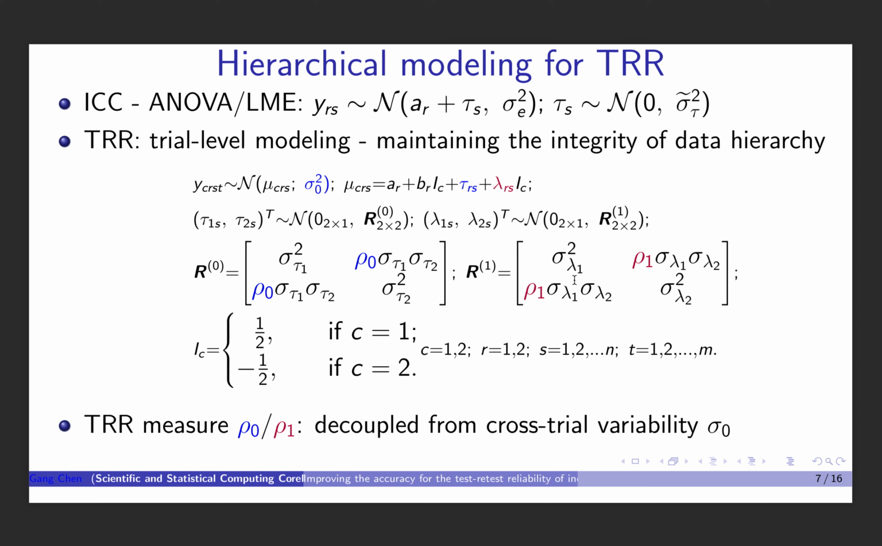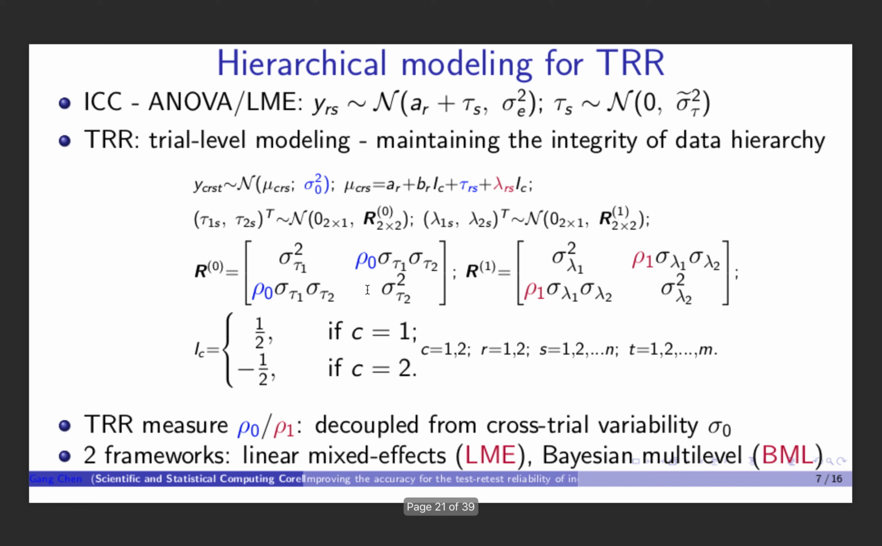So we still maintain the same definition of test-retest reliability as the traditional ICC, but the modeling framework is different. That's because now the trial-level effects are explicitly accommodated within the variance for the residuals in the overall distribution assumption. So with that, now this is the hierarchical modeling framework.